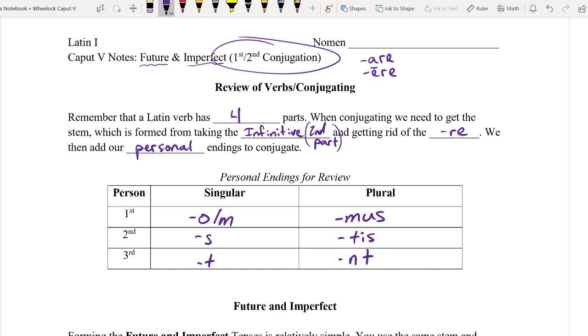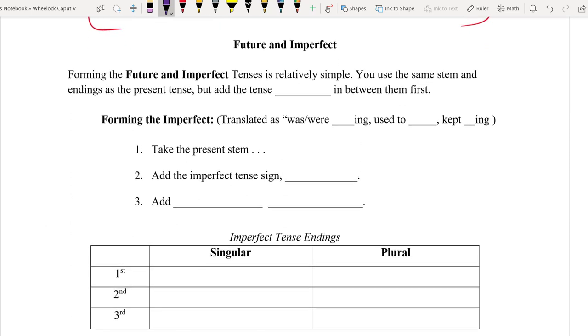Okay, these are still going to be in play. We're still going to be using these in some capacity. We're just going to be tweaking it as we talk about the future and the imperfect tenses. So to form the future and the imperfect, it's pretty simple. You use the same exact stem. So we're still going to take our infinitive minus our RE and the same endings that we just had. But these tenses add what's called a tense sign in between them first. It's using the same stem and the same endings. There has to be a way to mark that we're talking about a different tense or when something's happening.